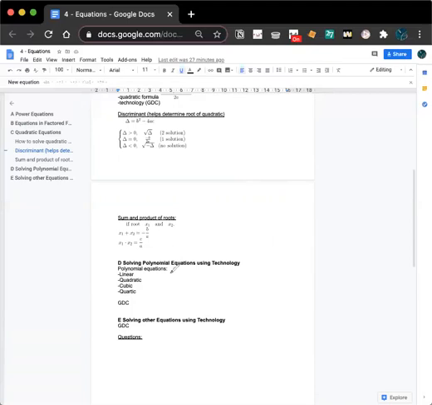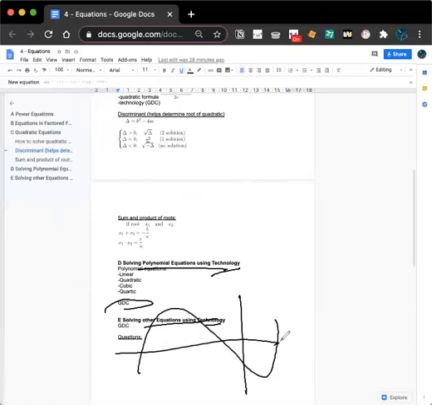And that's pretty much it for the theory. For the rest, we have solving polynomial equations in technology. So you literally just insert it in the GDC and you get the results. And then solving other equations in the technology is also the same. You can either insert the polynomial, or you can just draw a graph and then look for the points that cross the x-axis. For example, if you have this kind of graph or whatever kind of graph, just look for the points that cross the x-axis, and that's the answer.